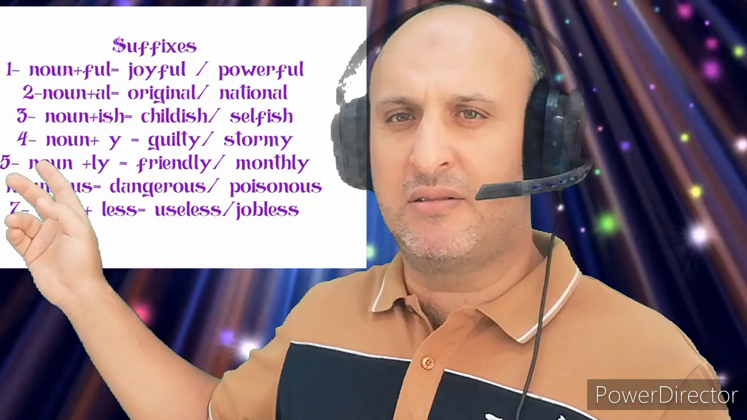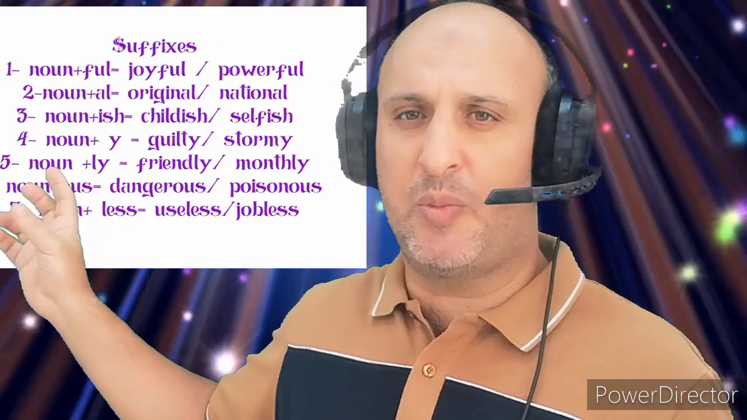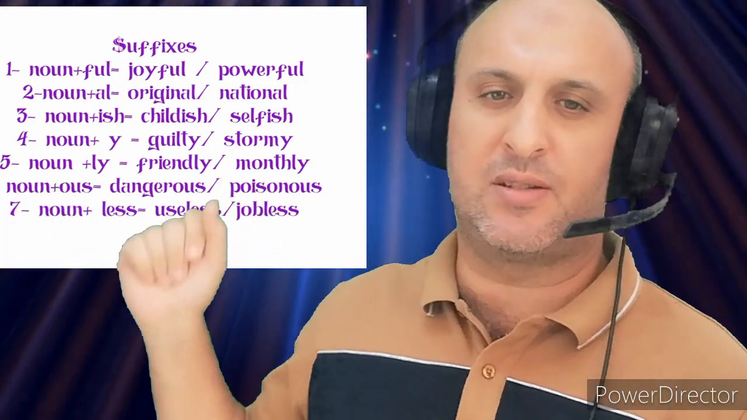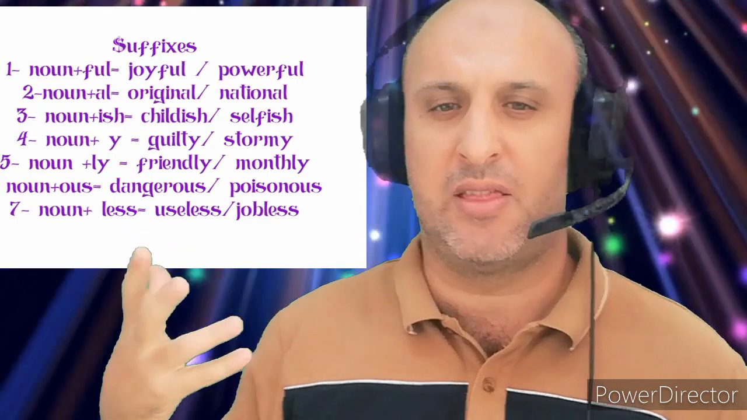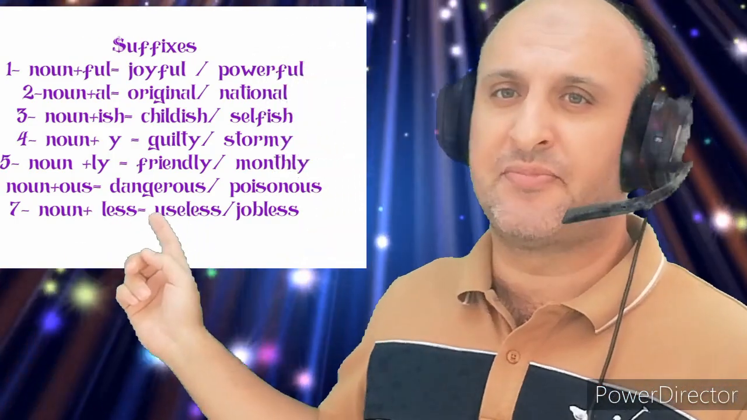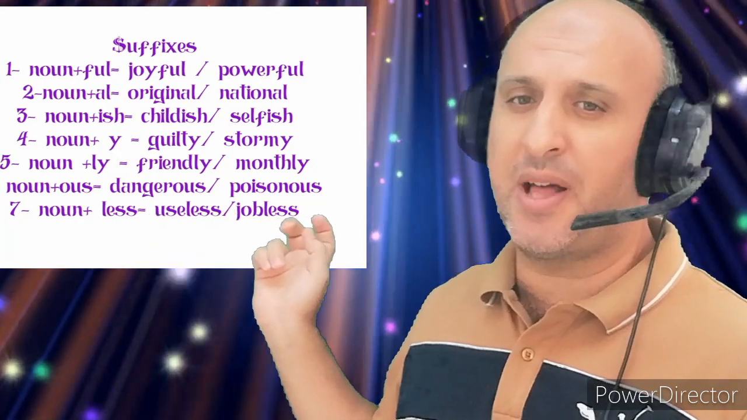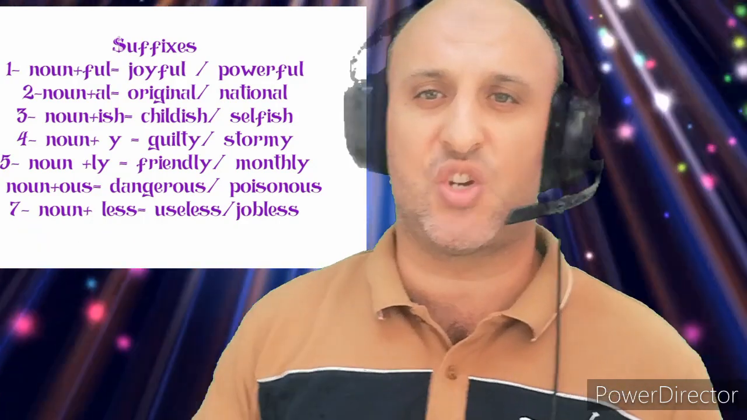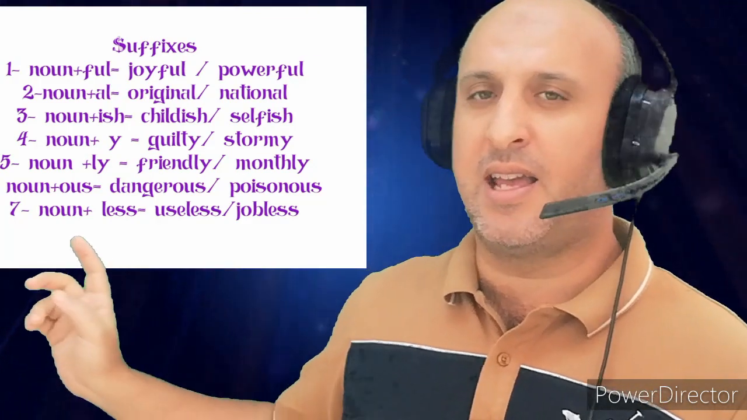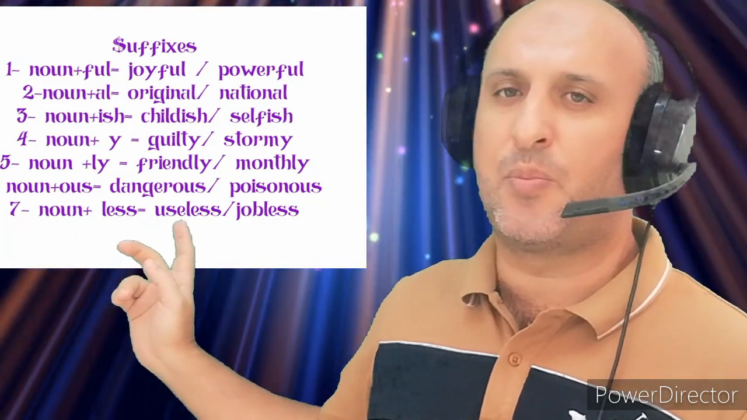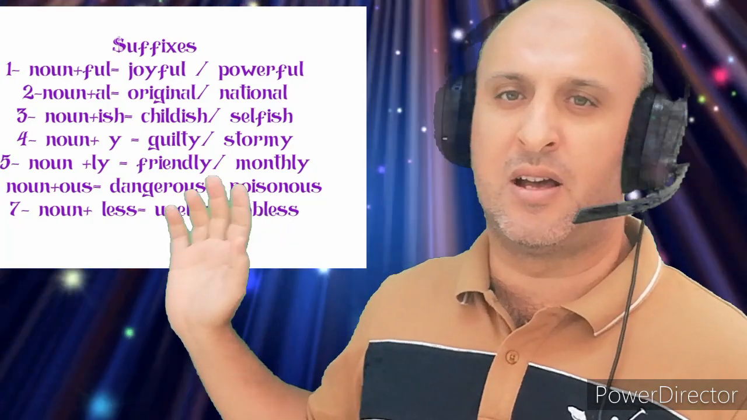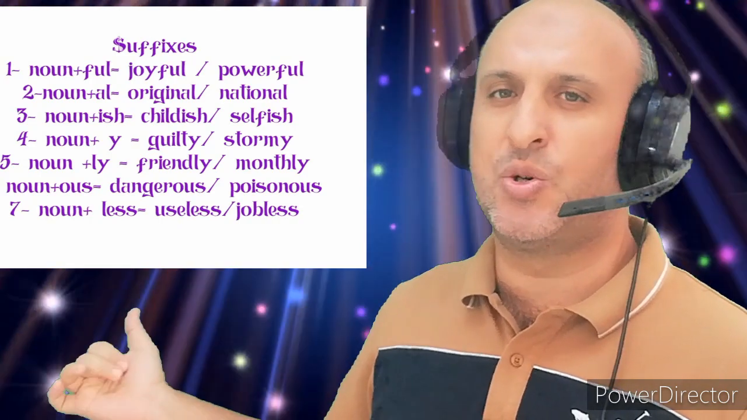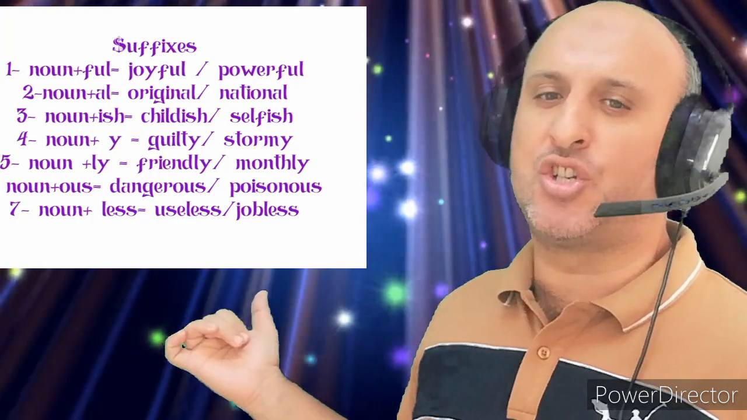Another suffix which is y. The y here comes as a suffix after a noun. Storm, stormy. The next one we have a root which is a noun plus the suffix ly. For example, friend, friendly, month, monthly. The sixth example, here we have a noun plus the suffix ous, o-u-s. Here, danger, dangerous, poison, poisonous. The last one is a noun plus the suffix less: use, useless, job, jobless.